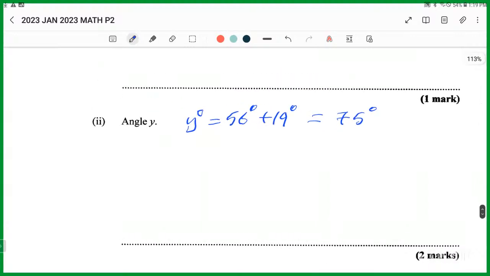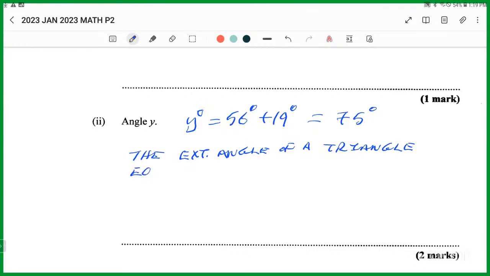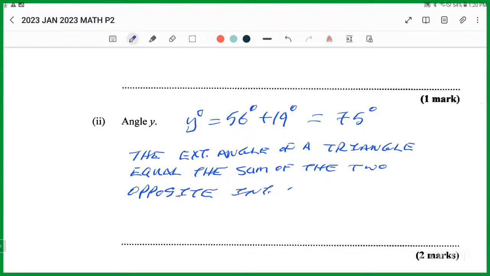Exterior angle of a triangle equals the sum of two opposite interior angles. That's it.